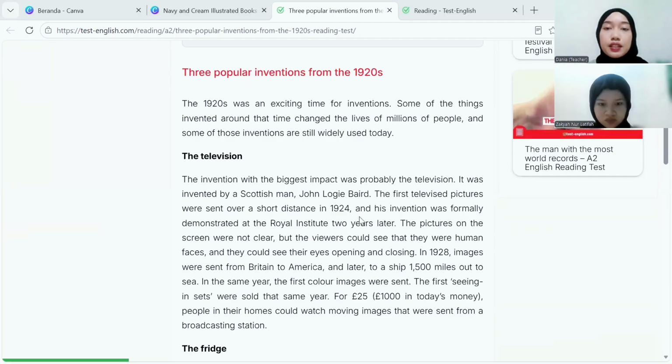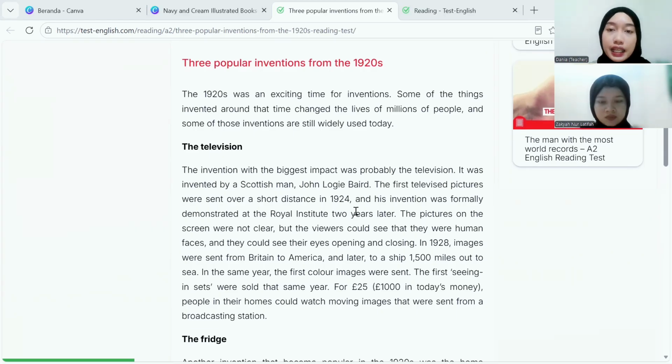The first televised pictures were sent over a short distance in 1924, and his invention was formally demonstrated at the Royal Institute 2 years later. So now we read this sentence carefully, and the text does not directly say 1926, right? But it says 1924, and the sentence after it says it was demonstrated 2 years later. So we can calculate 1924 plus 2 years is 1926.